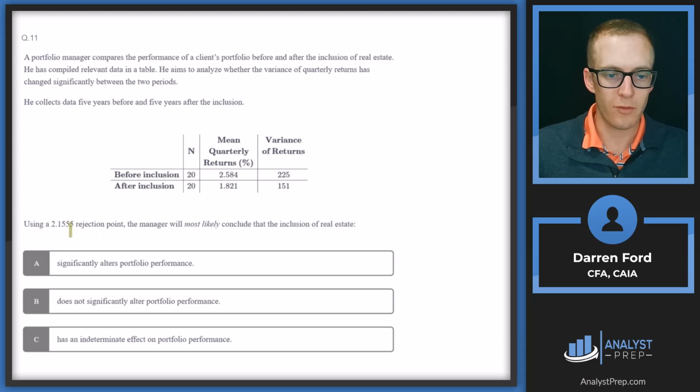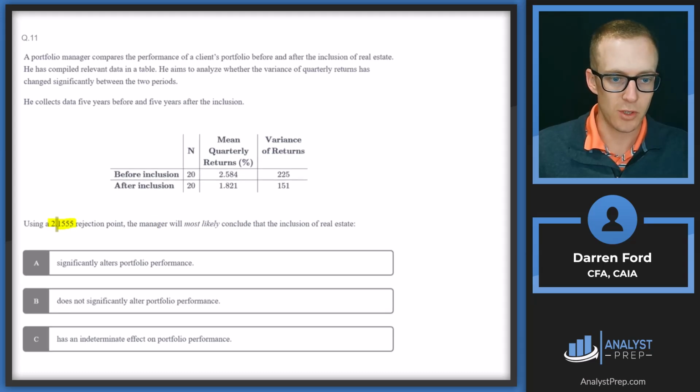Using a 2.1555 rejection point, the manager will most likely conclude that the inclusion of real estate A, significantly alters portfolio performance, B, does not significantly alter portfolio performance, or C, has an indeterminate effect on portfolio performance. So we're going to be needing to do a calculation here, and we're going to be looking at this rejection point to compare that calculation to determine whether we significantly altered the performance.